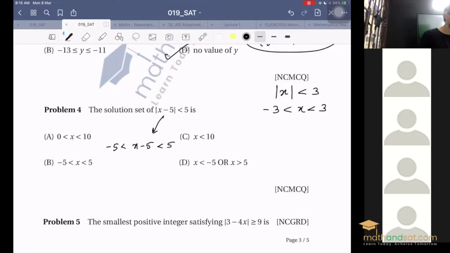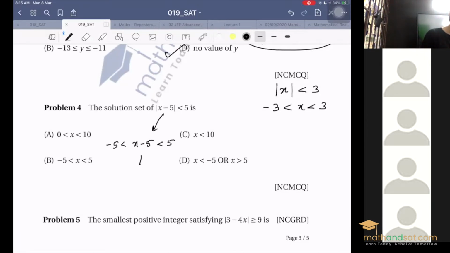You add 5 everywhere. I'll write that step as well. You add a 5 everywhere, so 0 less than x less than 10. 0 less than x less than 10 is the solution. Is that okay?